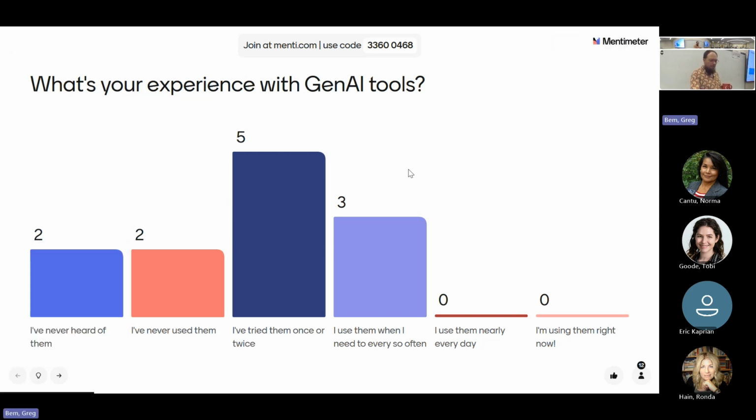I've never heard of them. I've never used them. I've tried them once or twice. Seems like the majority of folks have done that. I use them when I need to every so often. I use them nearly every day, using them right now. But he's using them right now. Interesting. Okay. That's probably good. That means you're focused on the human in the room.